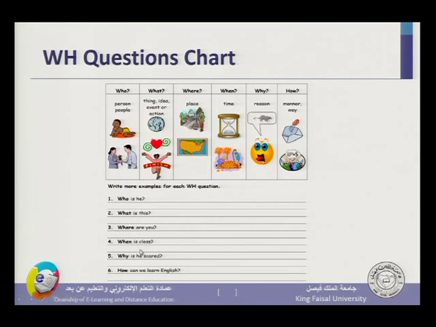Okay? When is the class? When? متى الحصة? When is the class? Why is he scared? Scared is an adjective here. If I say he is scared, remember verb to be and a subject. He is scared. Now I can ask, why is he scared?